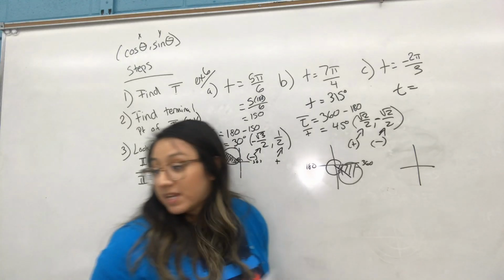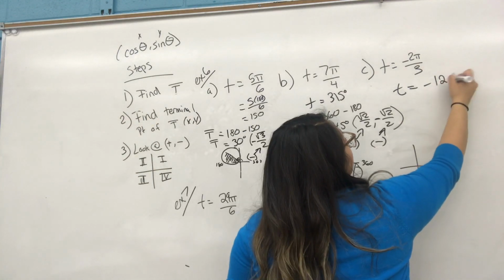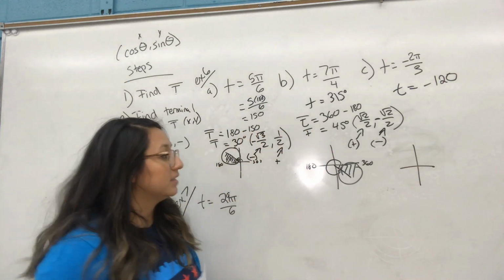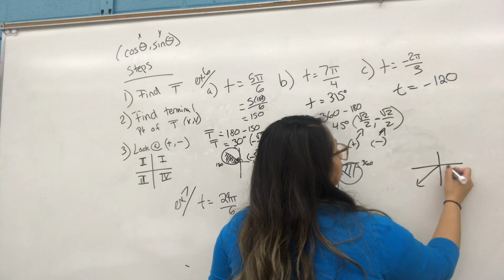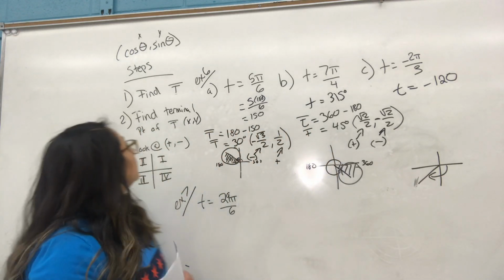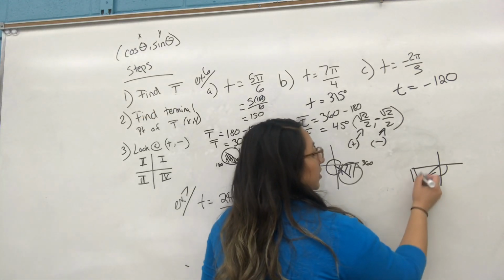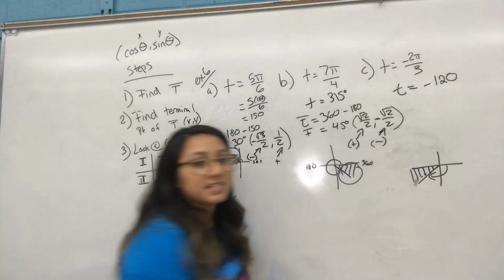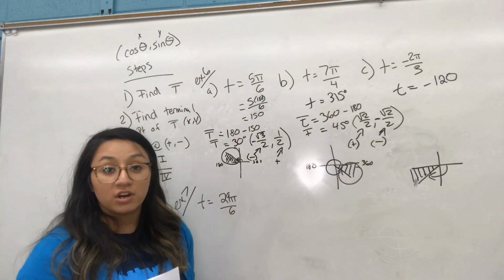C, negative 2 pi radians over 3. To convert this, we get negative 120. So negative 120, if we were to draw that out here, that would be about right there. So now we have to go ahead and find our reference angle. So we're still trying to find this point here. Again, from yesterday's lesson, remember all our reference angles are between 0 and 90, and they are positive.